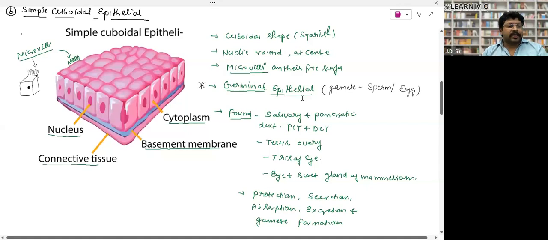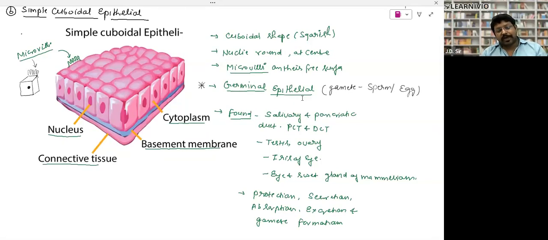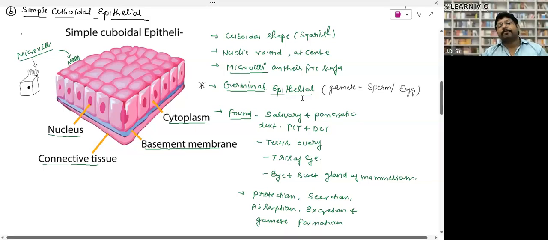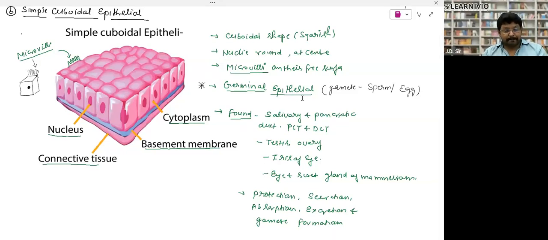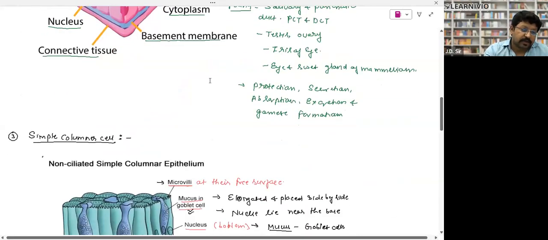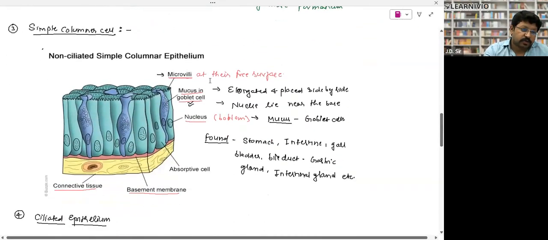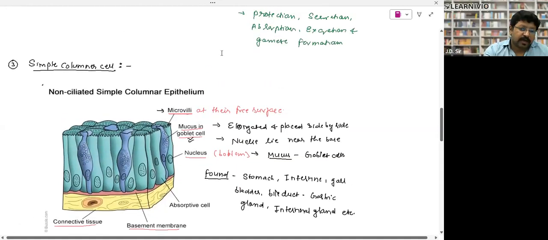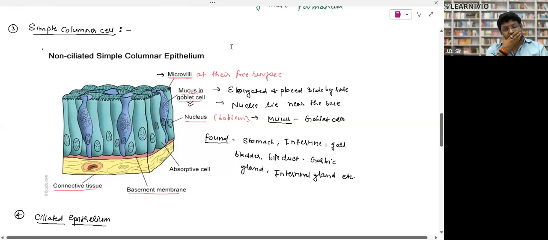Next point. Their function is protection, secretion, absorption, excretion, and gamete formation.